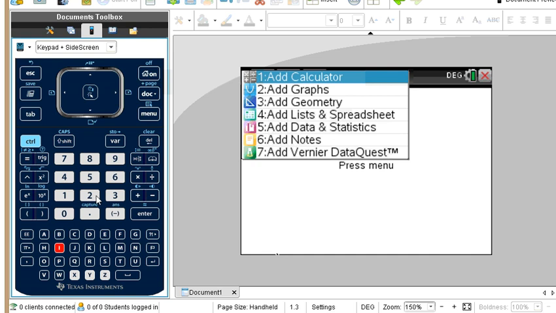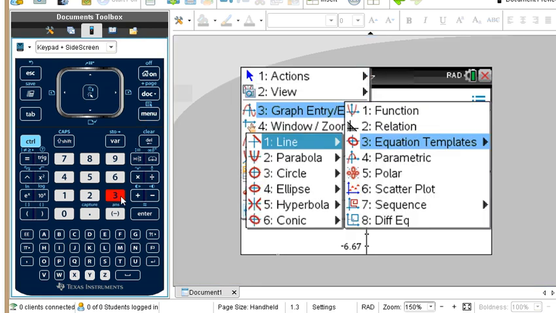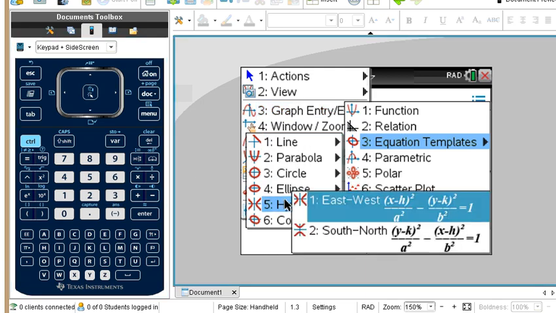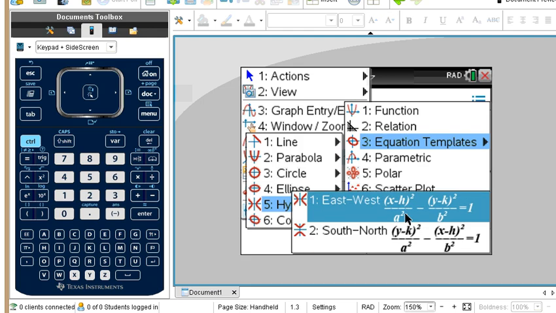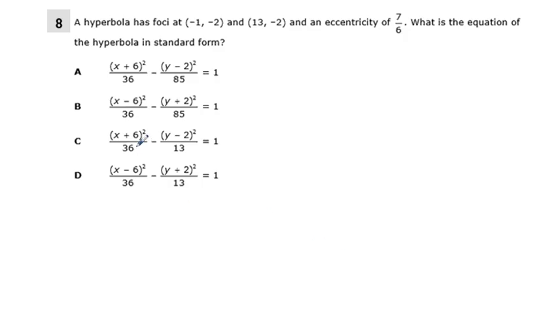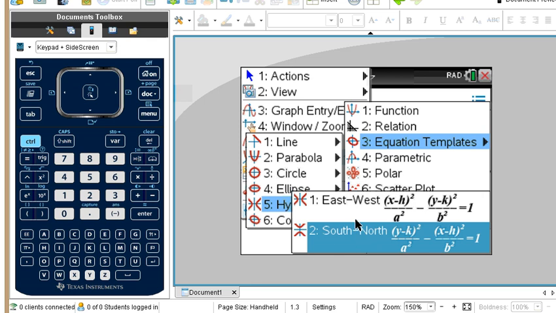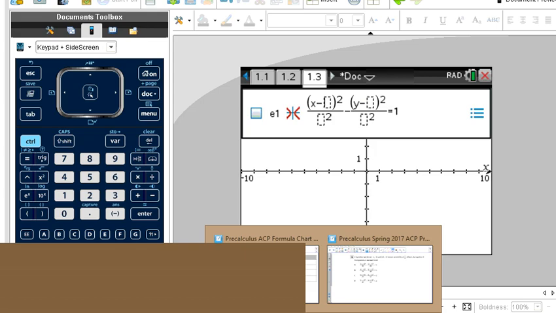add graph, and we're going to go to Menu, 3, Equation Template, and this time Hyperbola 5, and we have to look at east-west or north-south, so it's going to be X minus Y or Y minus X. So we can go here and look at it to remember. We're going to go X minus Y, so we go back here, and that's going to be this east-west thing. So just looking at this, again, we're going to try answer choice C.